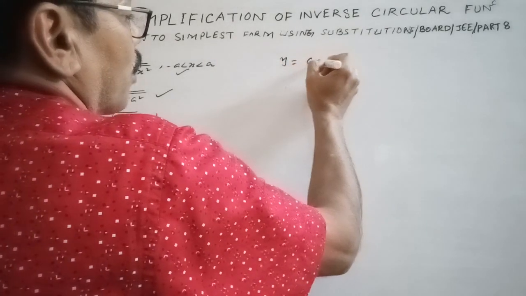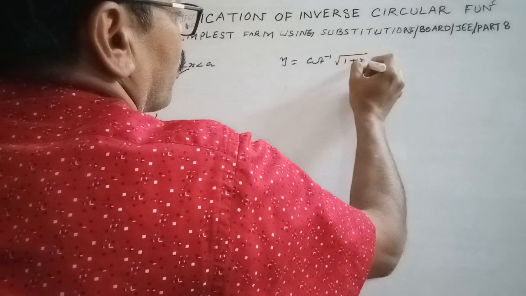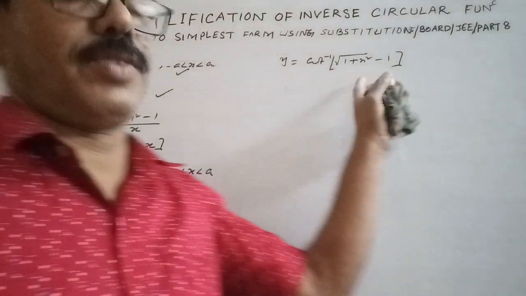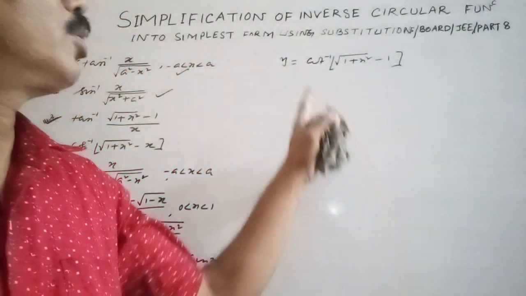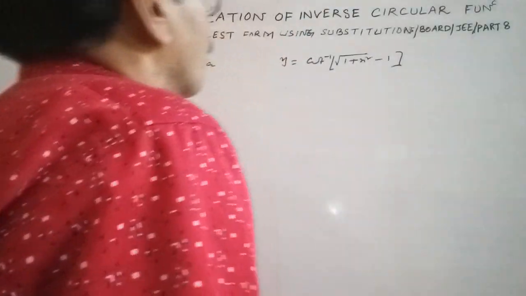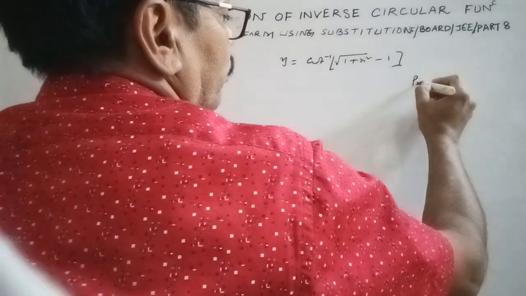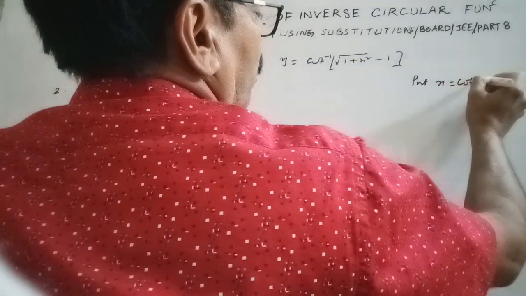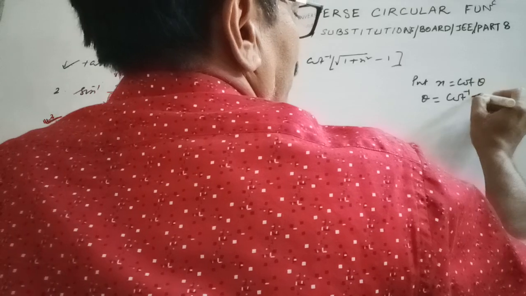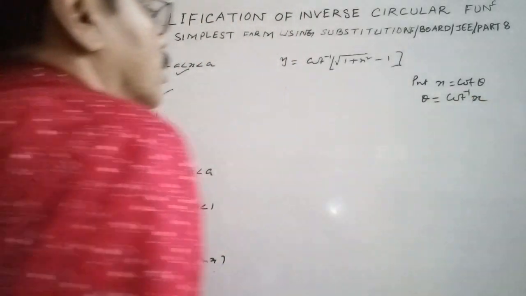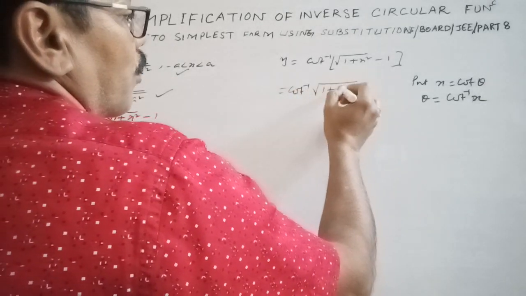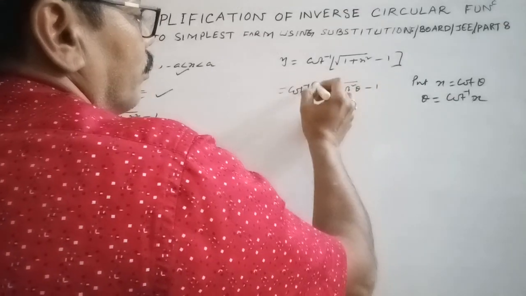y equals cot inverse of root over 1 plus x square minus 1. So this is 1 plus x square. So x equals tan theta or cot theta, you have to put a transformation to remove the root. So put x equals cot theta, or you may put tan theta also. So what is theta? Theta is cot inverse x. Now our main aim is to remove the root over 1 plus cot square theta minus 1.